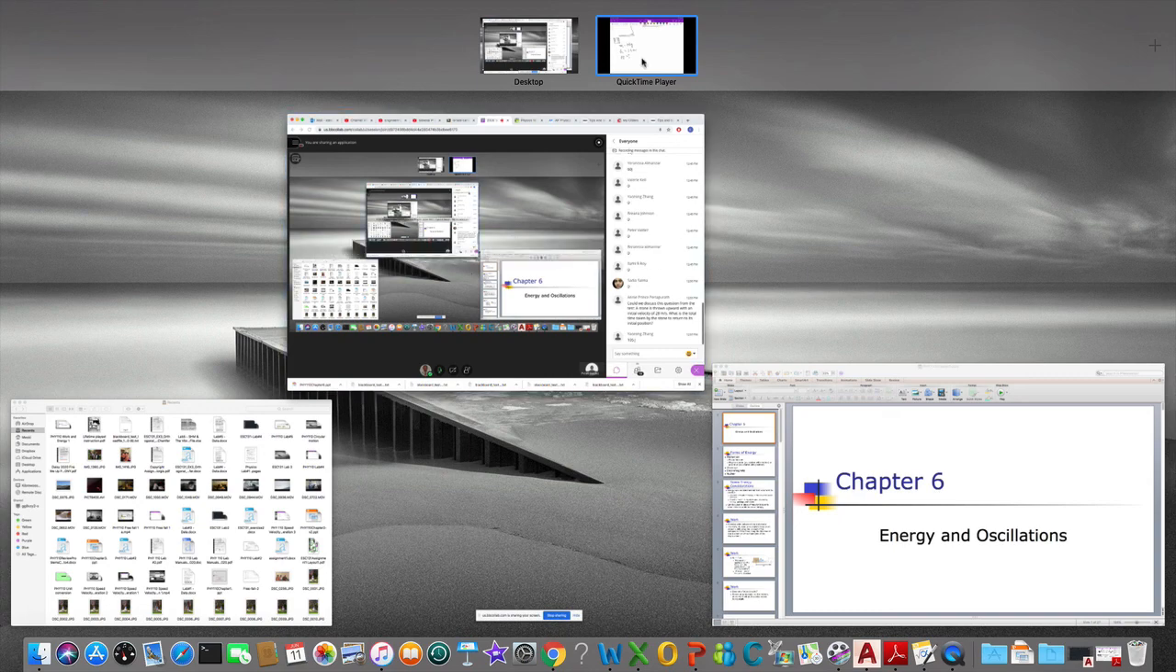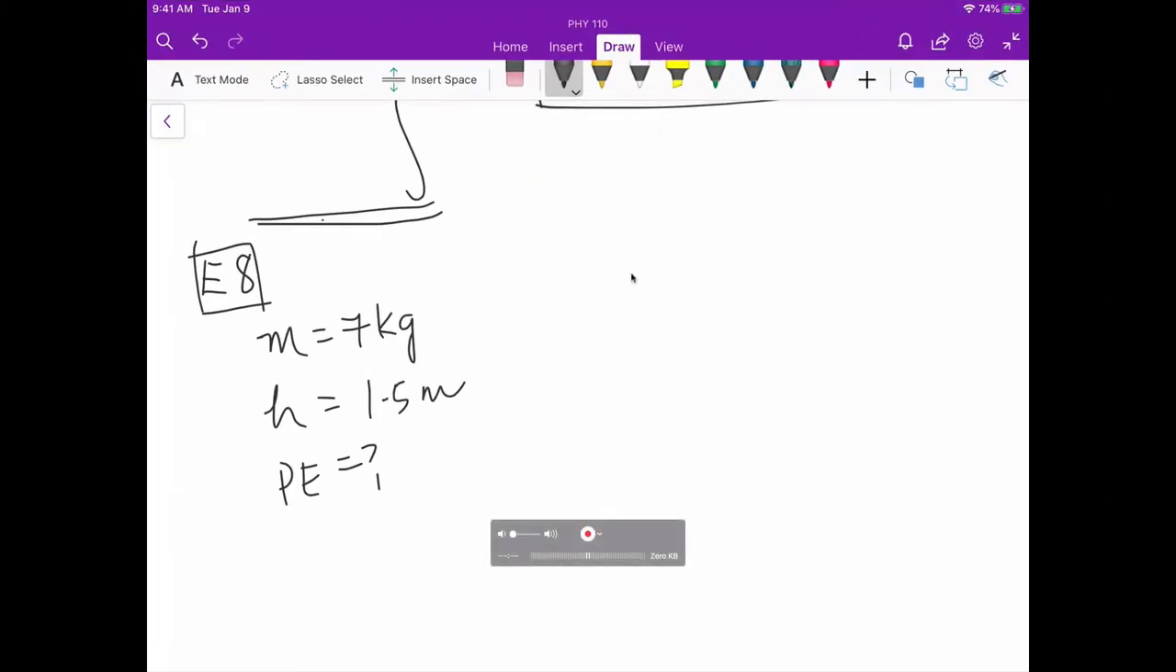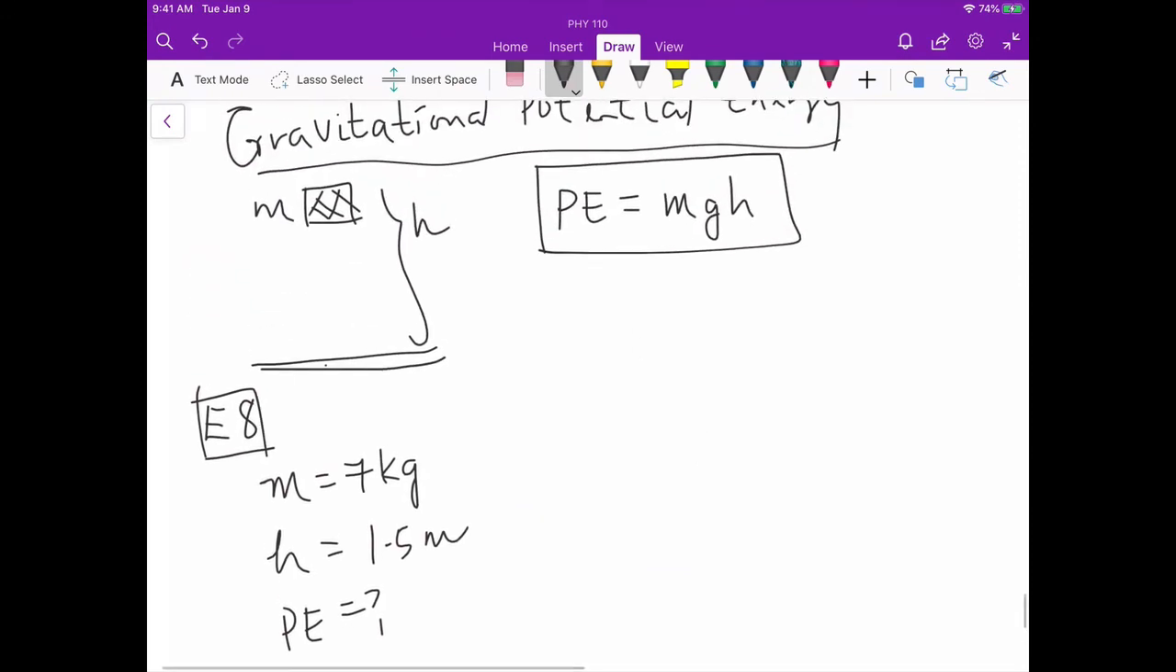Yeah, the formula is this: mass times gravity times height.